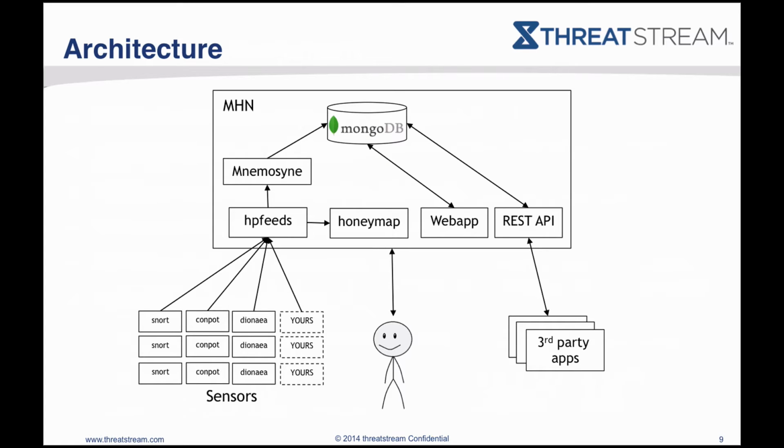Here's the architecture for MHN. Starting on the left-hand side, we have sensors deployed either on your network or on the internet, such as on cloud-hosted environments, such as Amazon AWS. They produce data. That data flows back to an HPFeeds collector. The HPFeeds collector is forking the data to Nimacine for storage and indexing of the data in MongoDB. And it's also sending the data to HoneyMap for real-time visualization of that data.